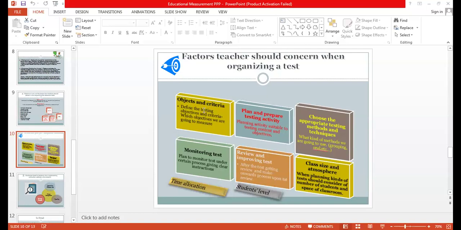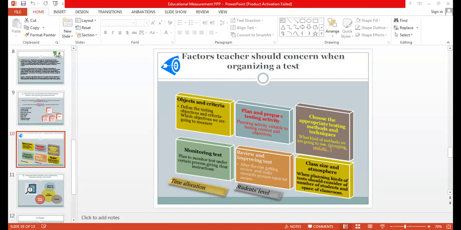Before organizing a test, we should have a clear understanding of the objectives which we are going to measure in our test. So we have to align them, and then after that we can organize our test.